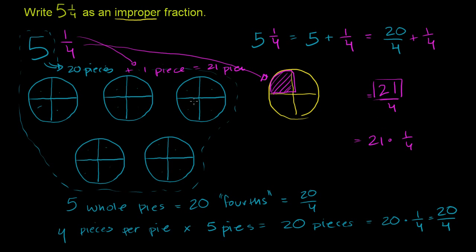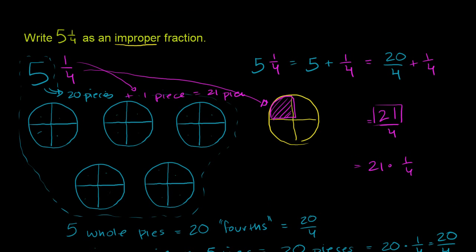Now, I've gone through great pains to give you the intuition of what 5 and 1/4 means, but there is a fairly straightforward process for getting straight to the improper fraction. Let me color code it. So if you have 5 and 1/4, to convert it into an improper fraction, you're going to keep the same denominator. So you're going to have the over 4 there. But your numerator is going to be the numerator of the fraction part before, plus your whole number times your denominator.